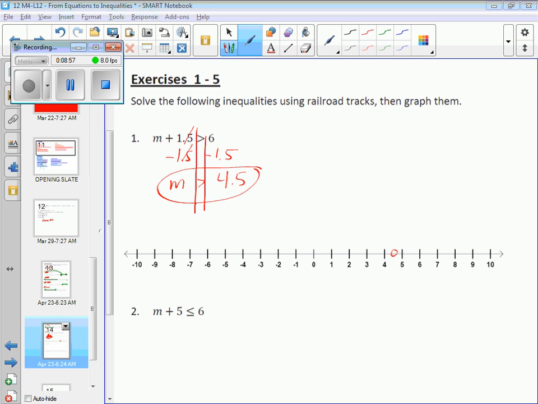Now I've just got to decide which way my arrow is going. All my values greater than 4.5. To the left or to the right? Right. To the right, to the right, to the right.